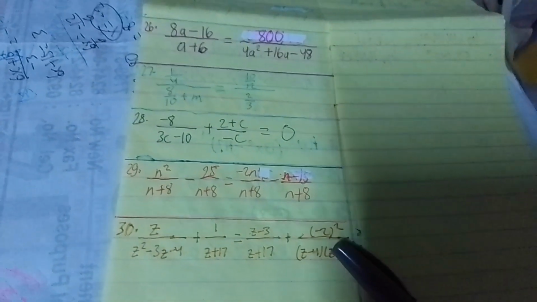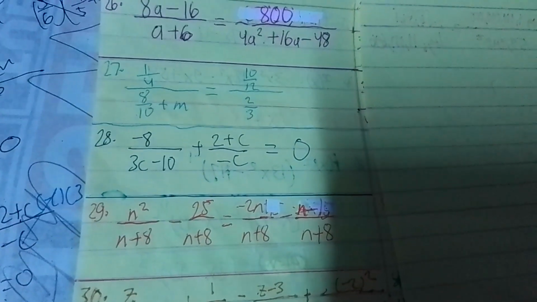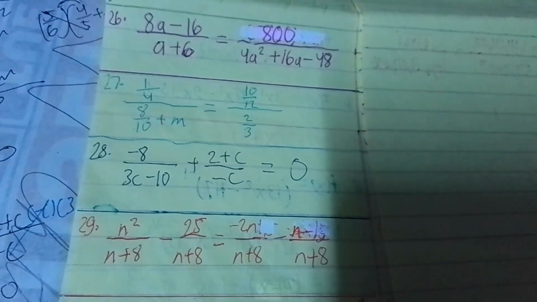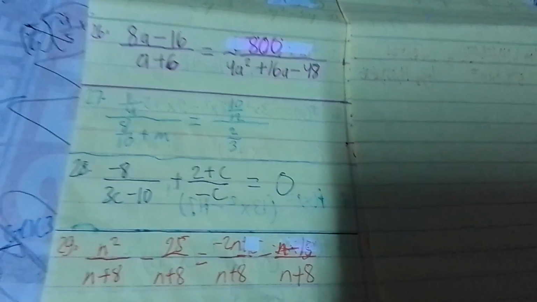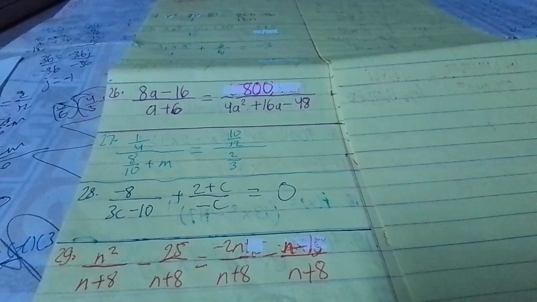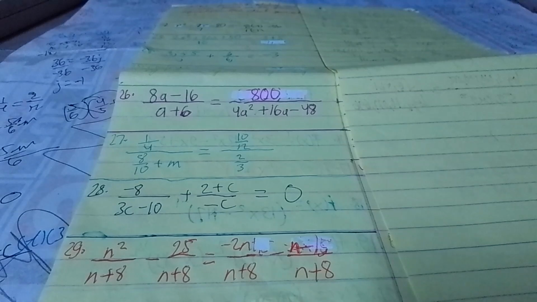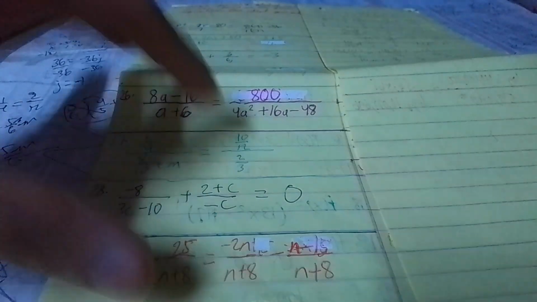Next, we have, and this one is number 29. This problem might be a bit tough. We have n squared, all divided by n plus 8, and then minus 25 divided by n plus 8, and then we have equals negative 2n divided by n plus 8 once again, and then we have n minus 15 plus n plus 8. This one's a bit tricky. This one is very easy to solve. Since the denominators are alike, we don't need to apply LCD anymore. All we just have to do is to work out on the math.